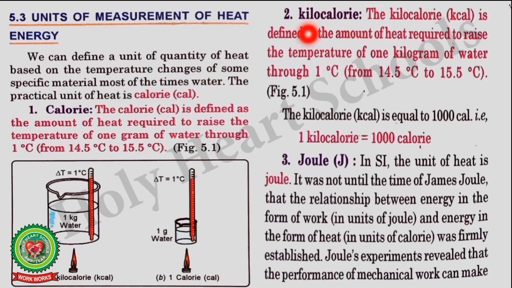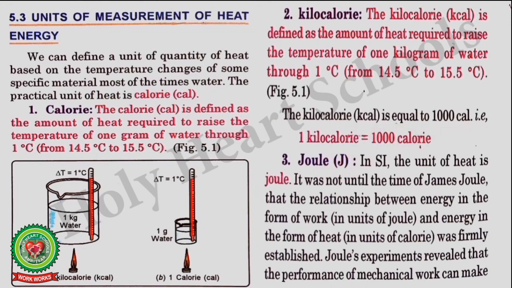Next is kilocalorie, which is the same as calorie, but the difference is the amount of water. In calorie, the amount of water is taken as 1 gram. In kilocalorie, the amount of water is taken as 1 kilogram. Rest of the definition is the same. Let's read once. The kilocalorie is defined as the amount of heat required to raise the temperature of 1 kilogram of water through 1 degree Celsius from 14.5 degrees Celsius to 15.5 degrees Celsius. And 1 kilocalorie is equal to 1000 calories.